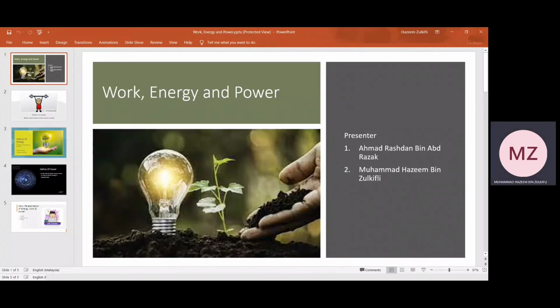Okay, the next one is daily life application of energy, work, and power. The first one is windmills. Windmills are structures that convert wind energy into electrical energy, and this energy is then supplied to our homes.